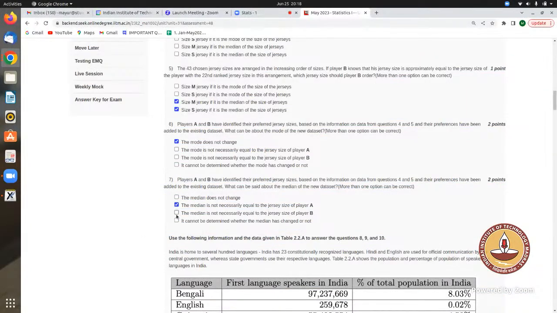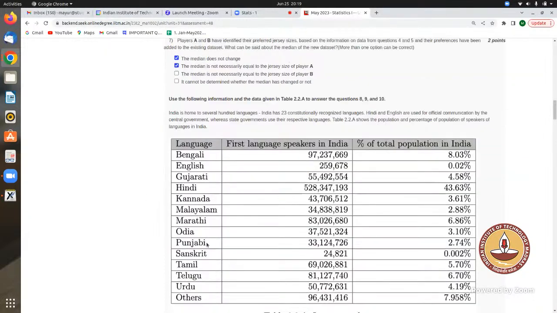Option B, option C, is it correct or wrong? Wrong, because B will always prefer the median, and that means A is not always that. So option C is wrong. Option D, it cannot be determined whether the median has changed or not. This is also wrong because we know the median does not change, right?